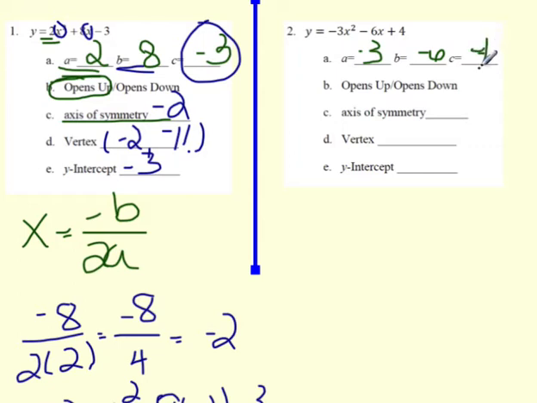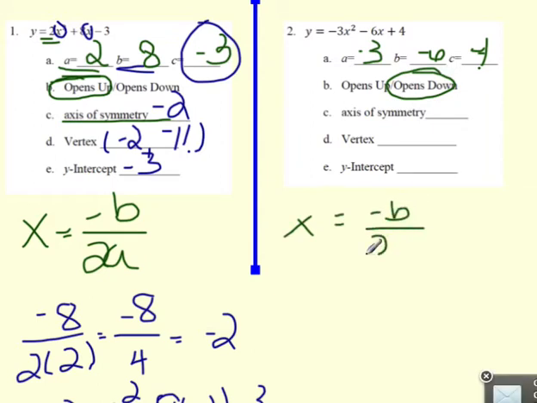Okay, so now we want to think, my a is negative. Since my a is negative, it's going to open down. Now to get my axis of symmetry, again, I'm going to do opposite of b over 2a. So now I'm ready to actually calculate that out.